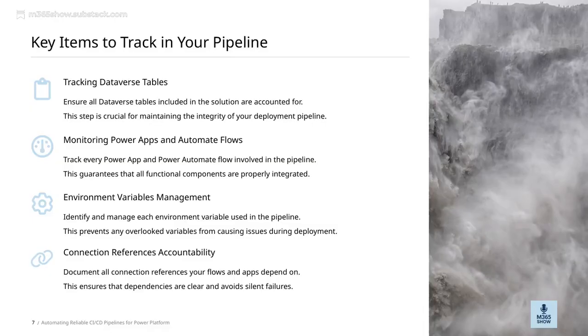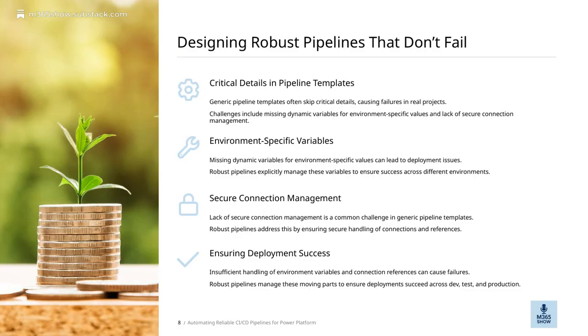Then, it's important to track every Power App and Power Automate flow involved. This guarantees that all the functional components are properly integrated and accounted for during deployment. Finally, don't forget to track your Dataverse tables. Ensuring all tables included in your solution are accounted for maintains the integrity of your deployment process. By paying attention to these key areas, you can build a more reliable, transparent pipeline that supports your overall Power Platform strategy effectively. Now, let's talk about designing robust pipelines that don't fail.